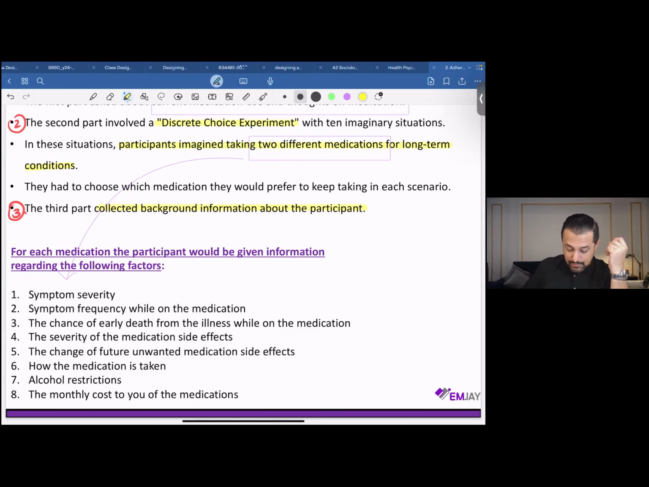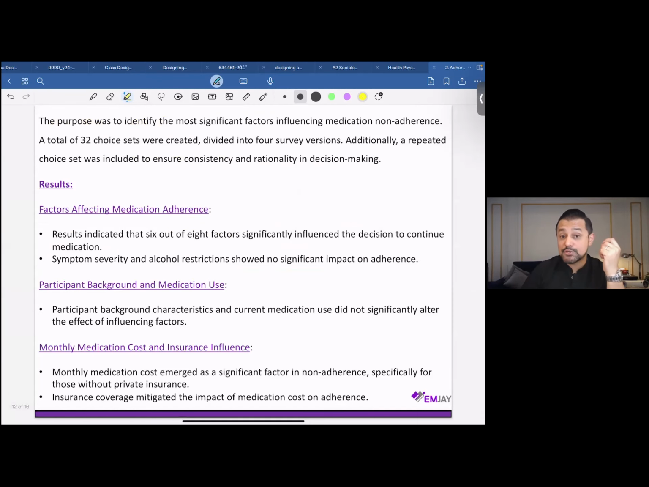Now, taking this information ahead, the purpose was to identify the most important factor influencing medication non-adherence. A total of 32 choice sets were created, divided into 4 survey versions. Additionally, a repeated choice set was included to ensure consistency and rationality in decision making. Having a look at the results real quick.